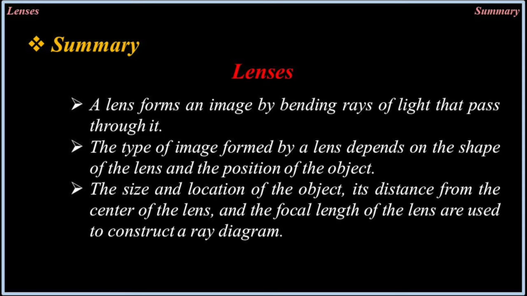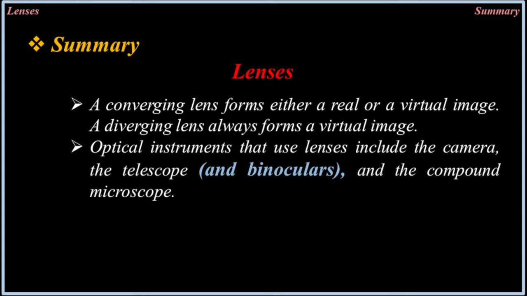Lenses. A lens forms an image by bending rays of light that pass through it. The type of image formed by a lens depends on the shape of the lens and the position of the object. The size and location of the object, its distance from the center of the lens, and the focal length of the lens are used to construct a ray diagram. A converging lens forms either a real or a virtual image. A diverging lens always forms a virtual image.